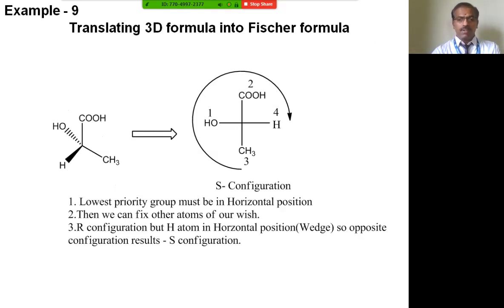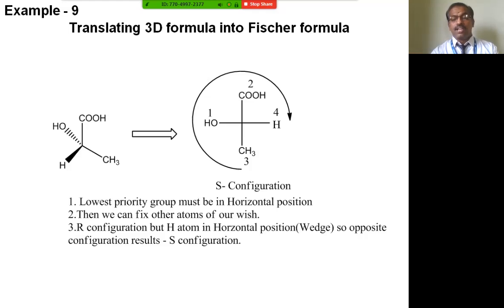Lowest priority. Don't bother about what molecules they give in the exam paper. You just take the lowest priority. For example, if the hydrogen is lowest priority, keep it on the horizontal position. That's all. Then what about the rest? You can fix the rest whatever way, left, right, according to our wish only. Then we can fix the other atoms as we wish.